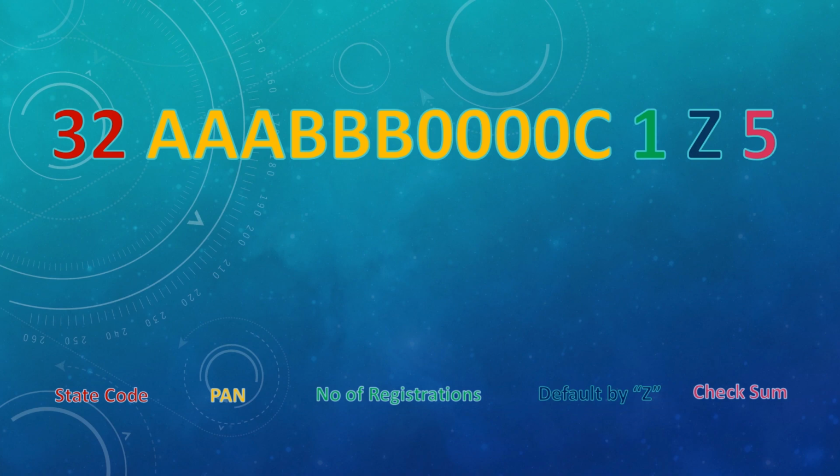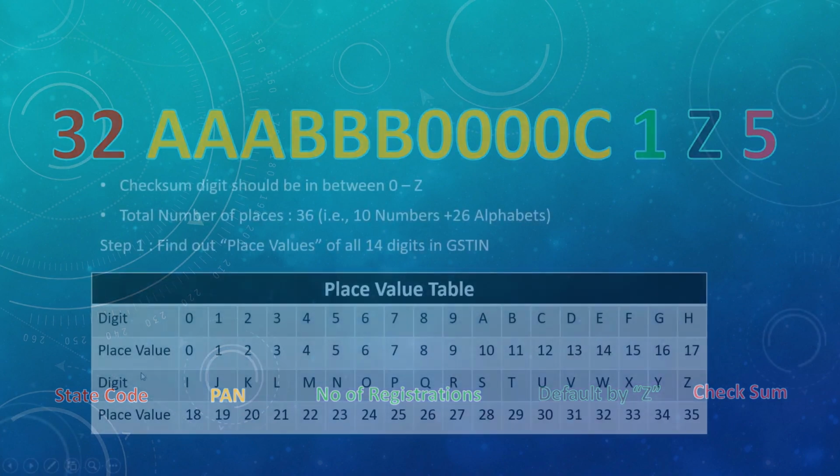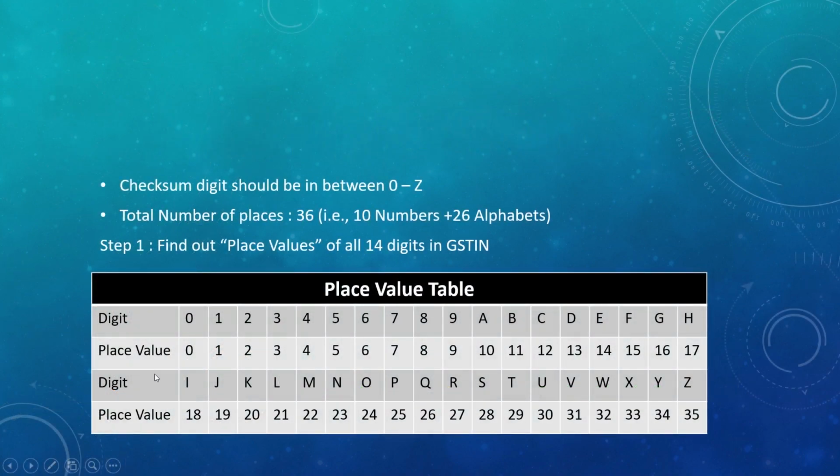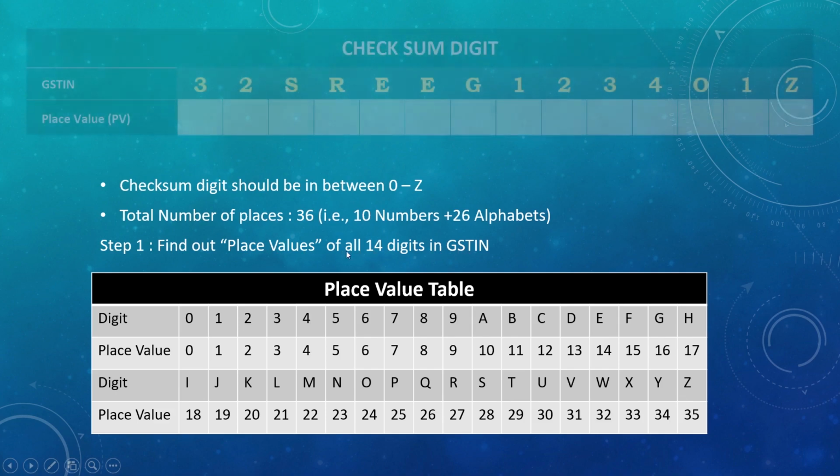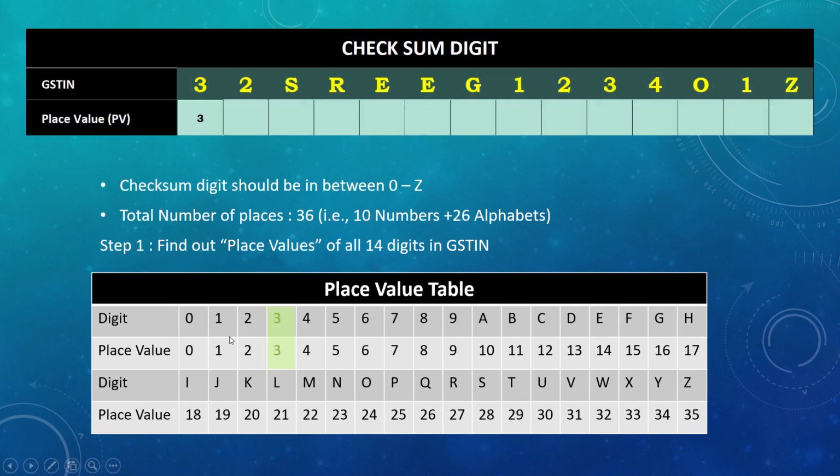Now let's see how to find out the checksum digit by way of a simple calculation. A checksum digit should be between 0 and Z. That is 36 place characters, starting from 0 to 9 and A to Z. First, we need to find out the place value of all 14 digits. Place value of 3 will be 3, 2 will be 2, S will be 28, R will be 27, E will be 14, and so on.